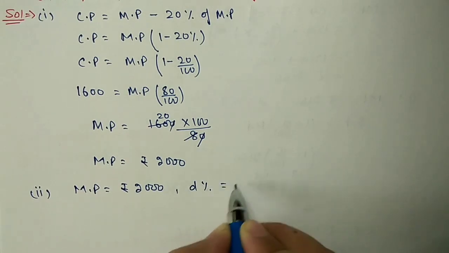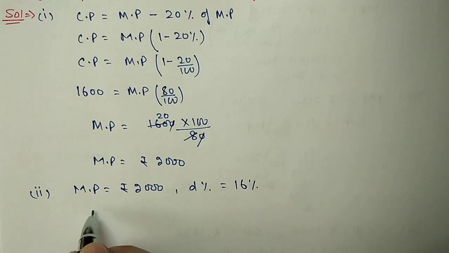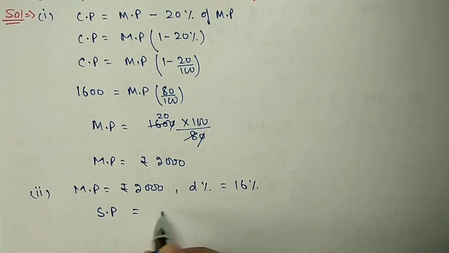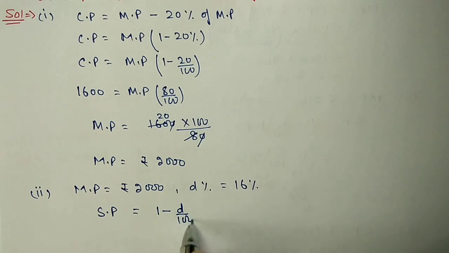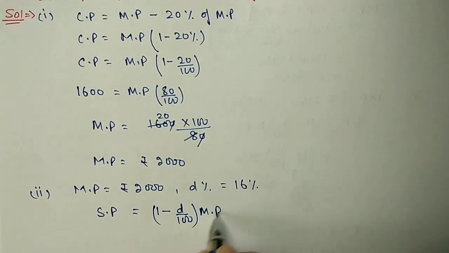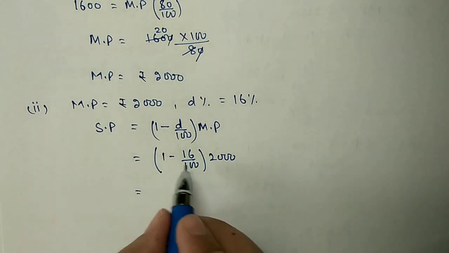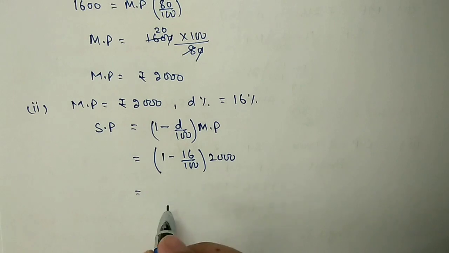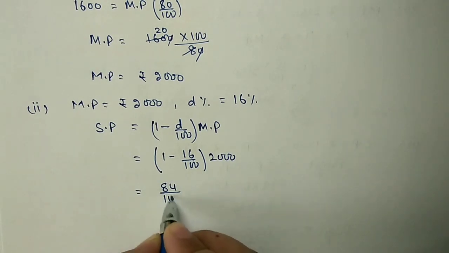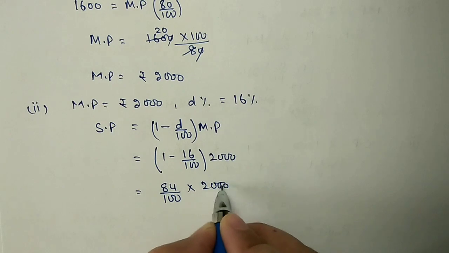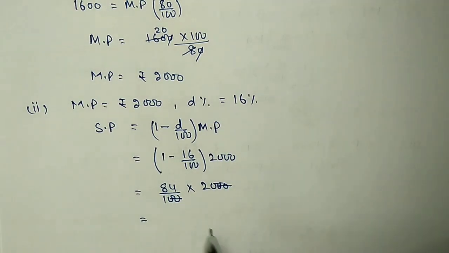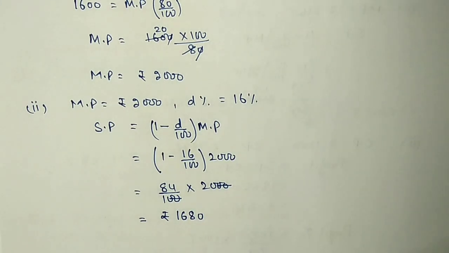Discount percentage is given 16%. We will use the selling price formula. SP is equal to 1 minus D by 100 into mark price. So 1 minus 16 by 100 into 2000 rupees. After taking LCM, we will get 100 minus 16 by 100. So we will get 84 by 100 into 2000. Cancel out 2 zeros and multiply. After multiplication, 1680 rupees we will get as selling price.